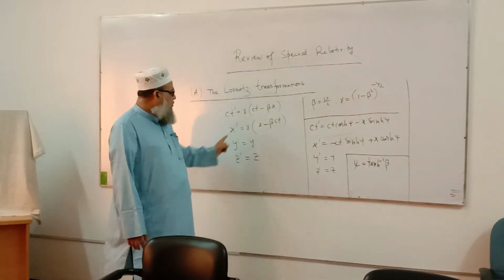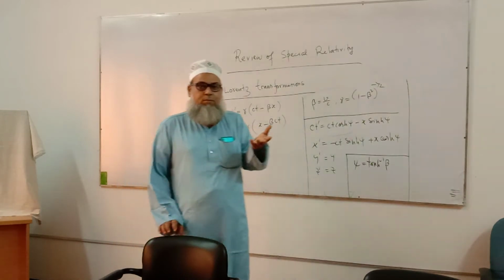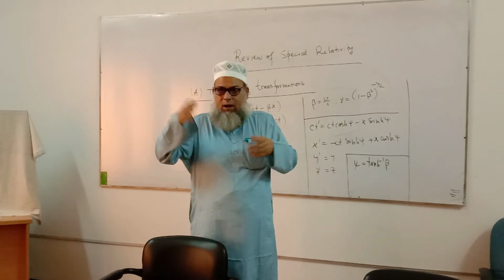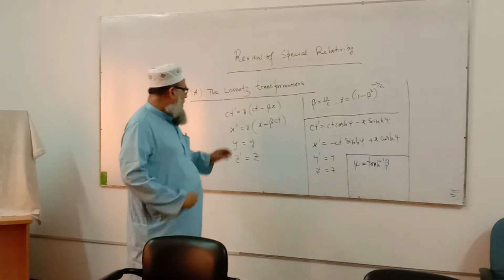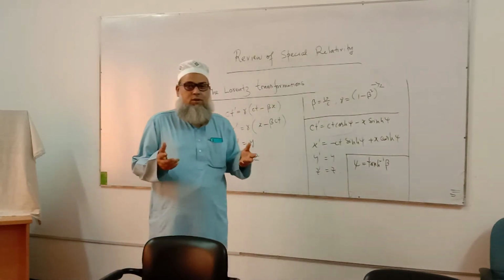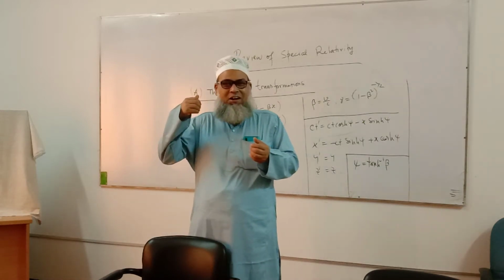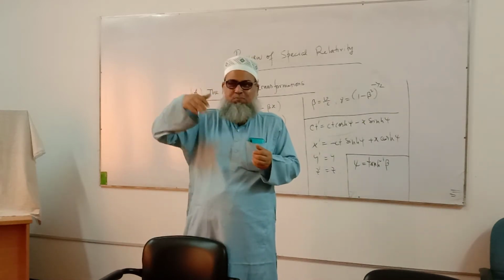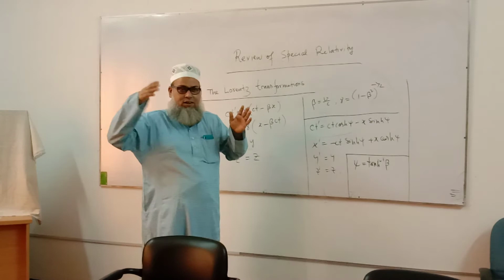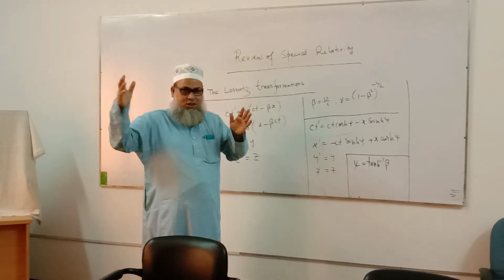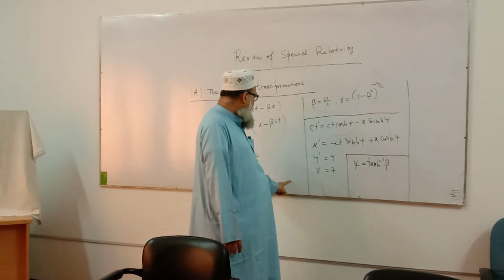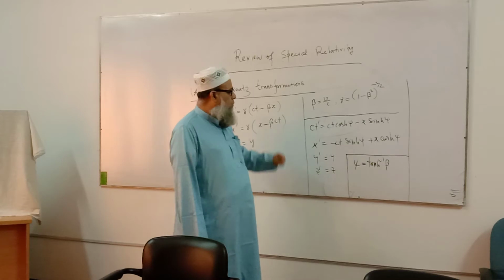So y prime equals y, z prime equals z. Why y prime equals y and z prime equals z? Because there is no relative motion in the y direction or the z direction. This Lorentz transformation is also called a boost. What is a boost? Boost is something like boosting up, speeding up. That means one frame is moving, so that is boosting.